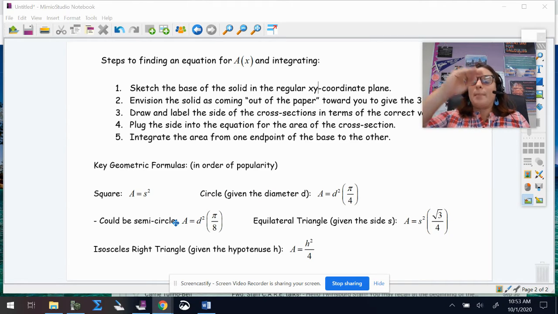Instead, you're going to see more semicircles. So you're going to see almost like arches coming out of the page. Here's your formula for semicircles. You're going to take that diameter length and square it and multiply by pi over 8.